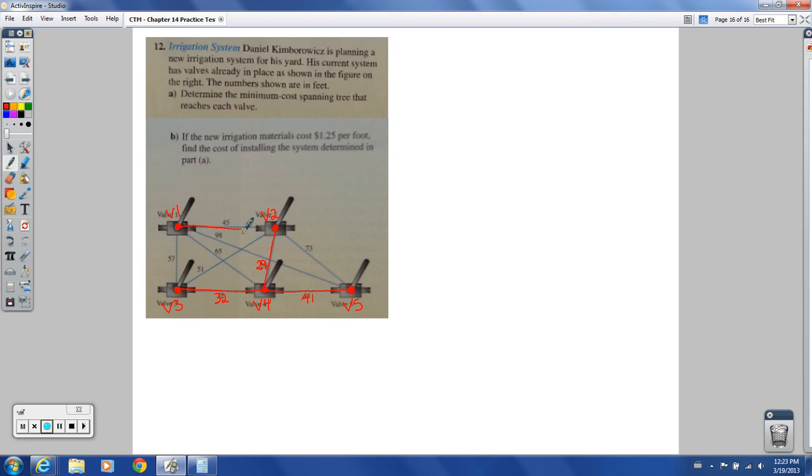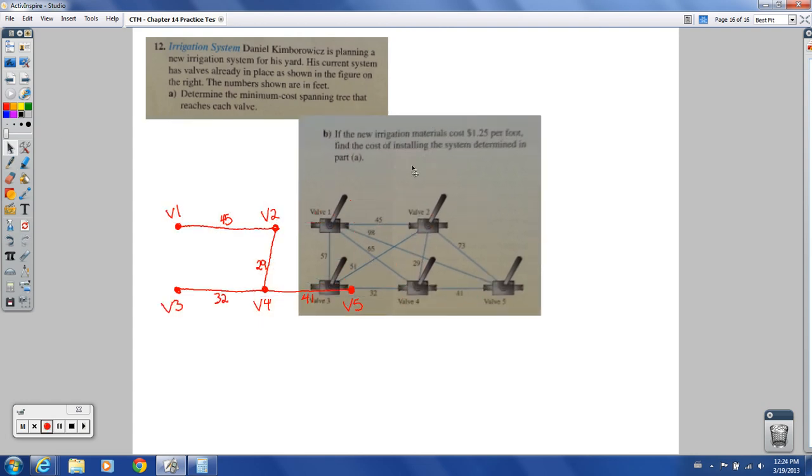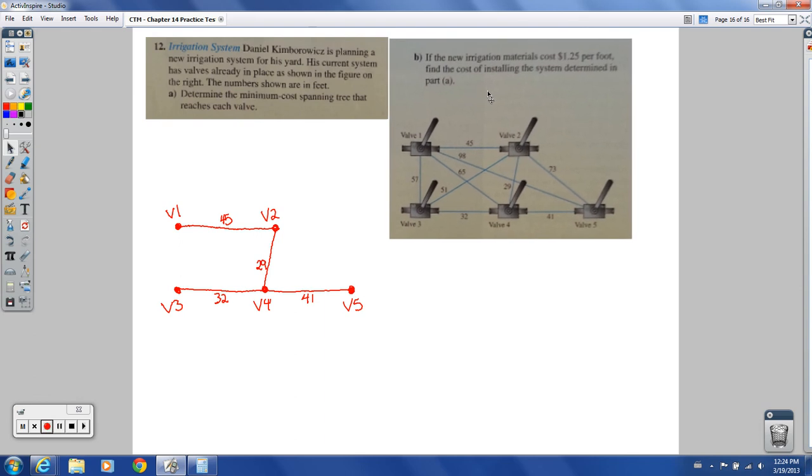The next highest value is actually going to connect me to V1. So all these other values, could I make a connection here and here? Sure, but what's the point? Why are you going to waste more money connecting something that's already been connected to the rest of these? And so this would be the minimum cost spanning tree that reaches each valve right there. So this is part A for number 12.